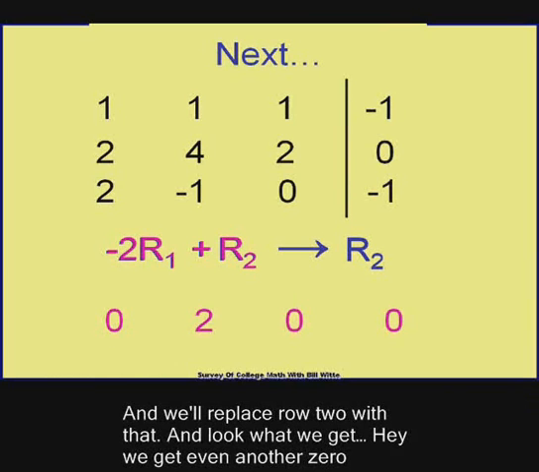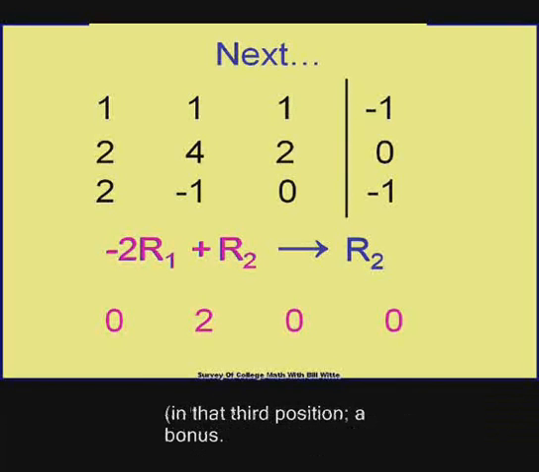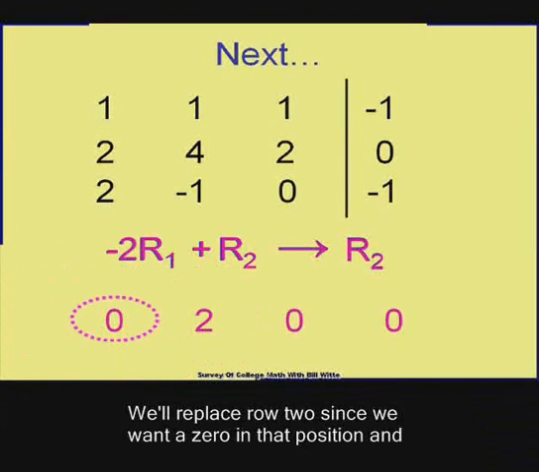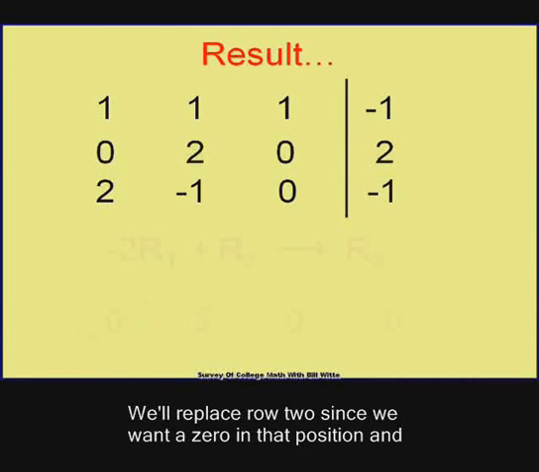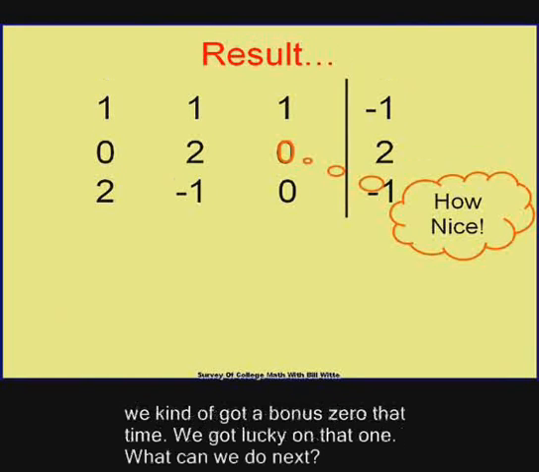And look what we get. We get a 1 times negative 2 plus 2, and that gave us the 0. We get a 1 times negative 2, and add it to 4, we get a 2. We get a 1 times negative 2, get a negative 2, and hey, we get another 0. We replace row 2 with that. That's great. That's just what we wanted. We want a 0 in that position. We kind of got a bonus 0 that time. That's sweet. We got lucky on that one. Usually you get them one at a time. Okay, so we're working our way through here.